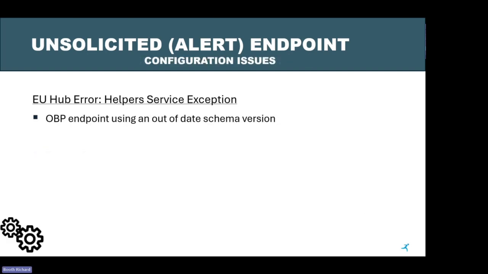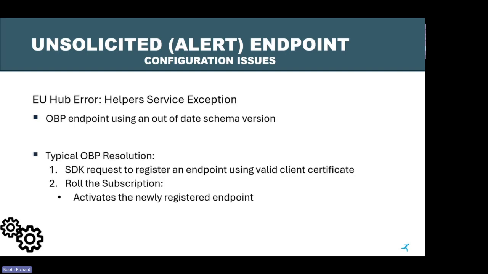Helper service exception. I don't expect we'll see much of these at the moment, but it might be once we get a new schema version come out. We get this when an OBP endpoint has been registered with a previous, out-of-date version of a schema. Again, the resolution is similar to the certificate: do the process product service subscription to register the updated endpoint using a valid certificate, and then another process product service subscription role in order to activate that endpoint and make sure it's primary again.